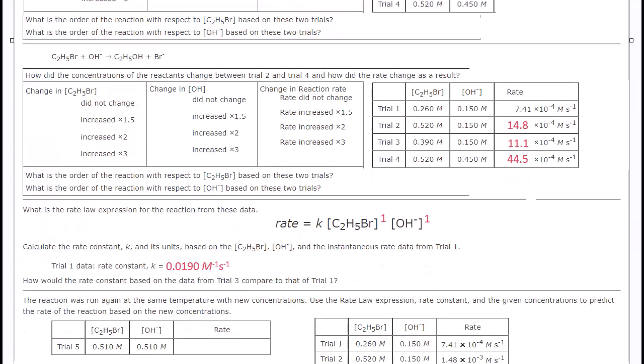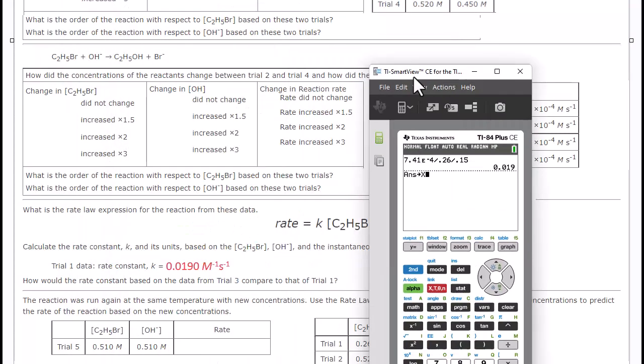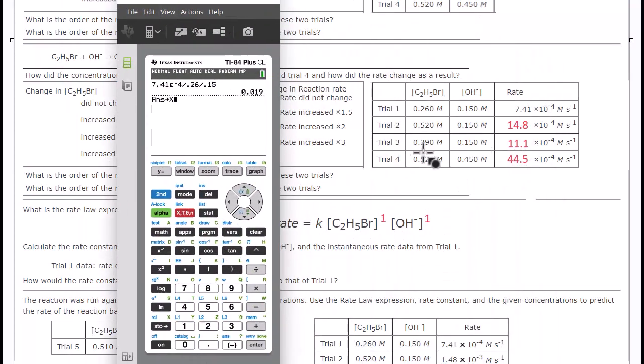Go back to my calculator here. Let's see what our rate would be for trial 3. Remember, we know our constant. If we took our constant, X, times the concentration at trial 3, 0.39, times, and trial 3, 0.15. If our rate law expression is right, and if our constant is right, we should get 1.1 times 10 to the negative 3. Let's see if we get that. There it is, 1.1. This rate law works, and we were able to prove it in trial 3.